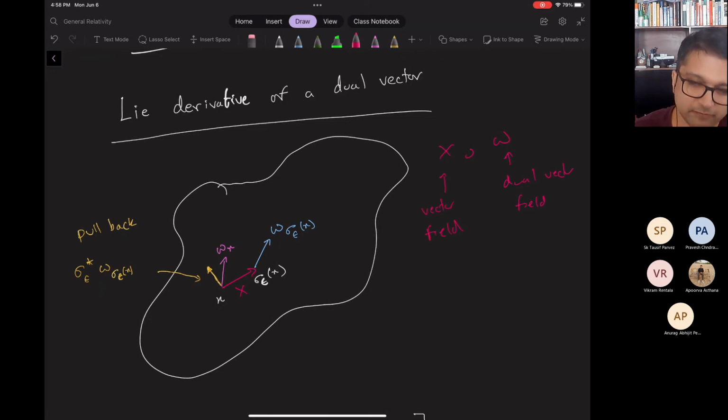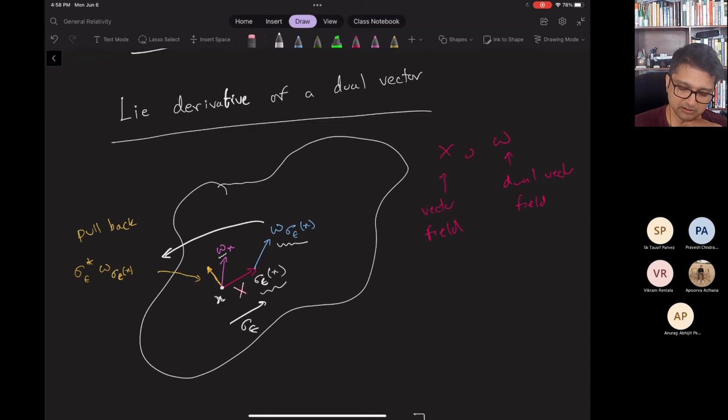X generates flows, as we've seen before. So the vector field X will take me, if I start at some point x, to sigma_epsilon(x). I have a dual vector at sigma_epsilon(x) and a dual vector at x. Now I can define the Lie derivative by pulling back this omega at sigma_epsilon(x). I want to pull this back here, and the pullback is generated by sigma_epsilon, the map that takes me here.